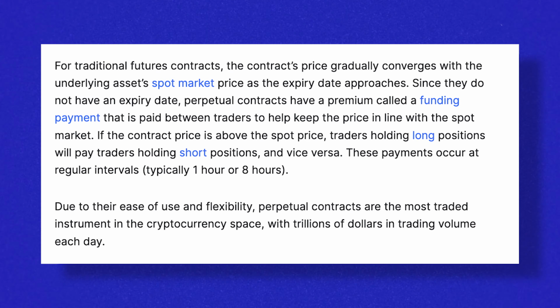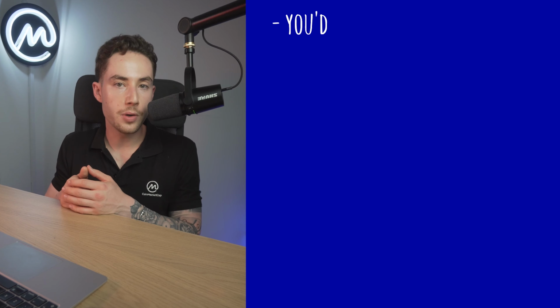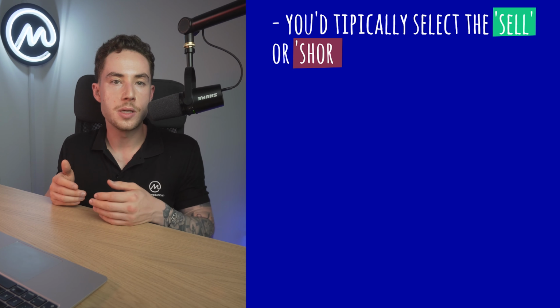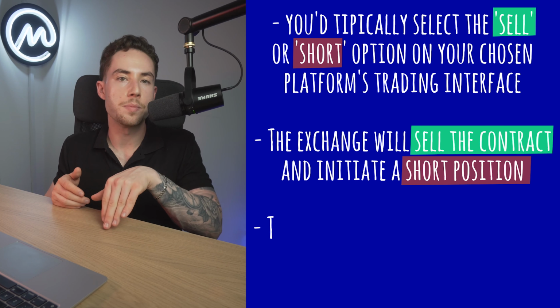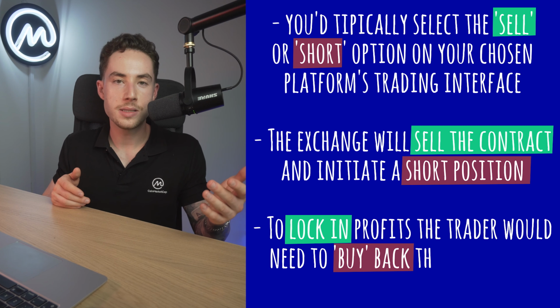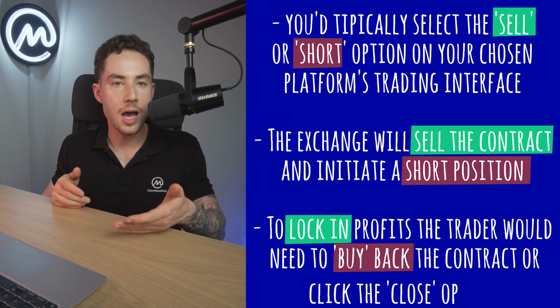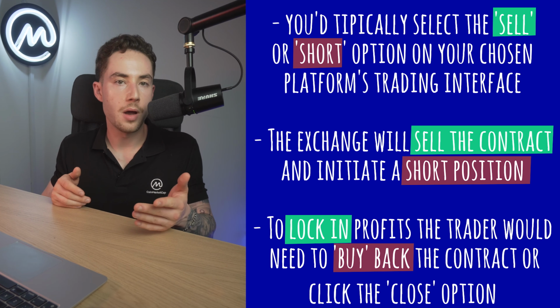Perpetual futures, or perps, as they're also commonly known, are a staple among experienced cryptocurrency traders due to their unique properties. Perpetual futures allow traders to go long or short in their chosen market. They are leveraged positions, enabling traders to increase their exposure to the market when working with limited capital. Some exchanges and markets can support up to 100x leverage. To open a short position using cryptocurrency perps, you typically select the sell or short option on your chosen platform's trading interface. The exchange will then sell the contract and initiate a short position. To lock in profits or accept any losses, the trader would then need to buy back the contract and click the close option.